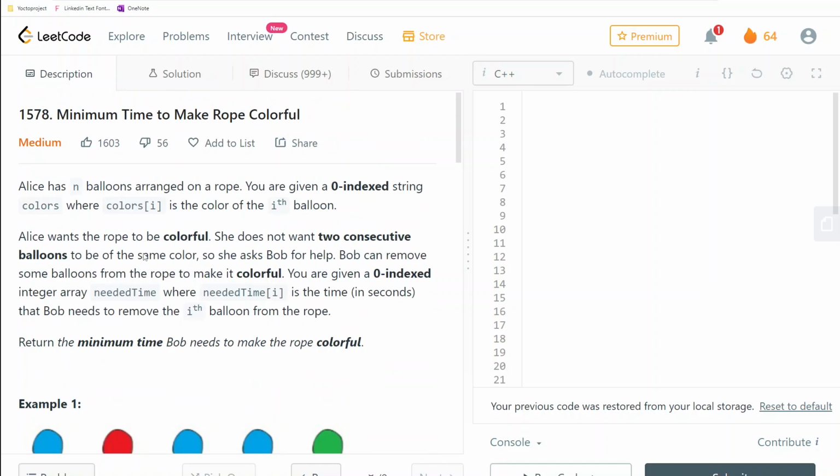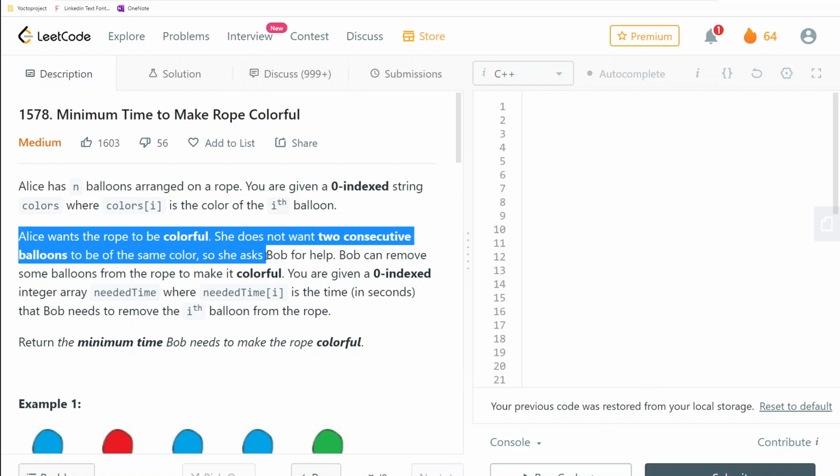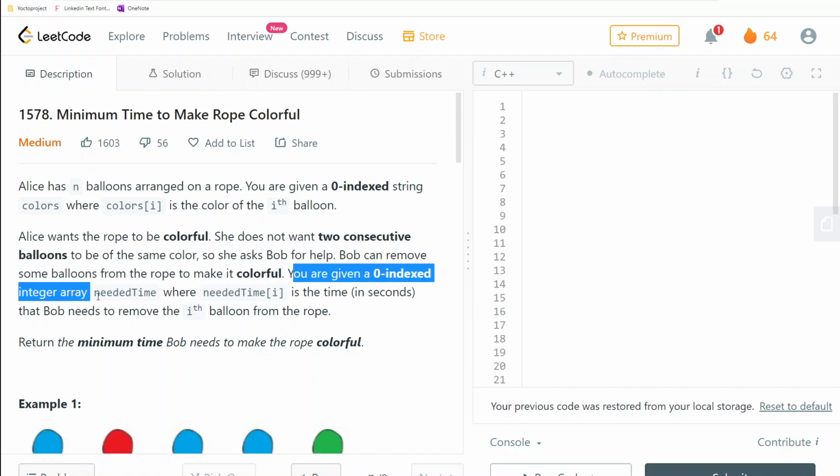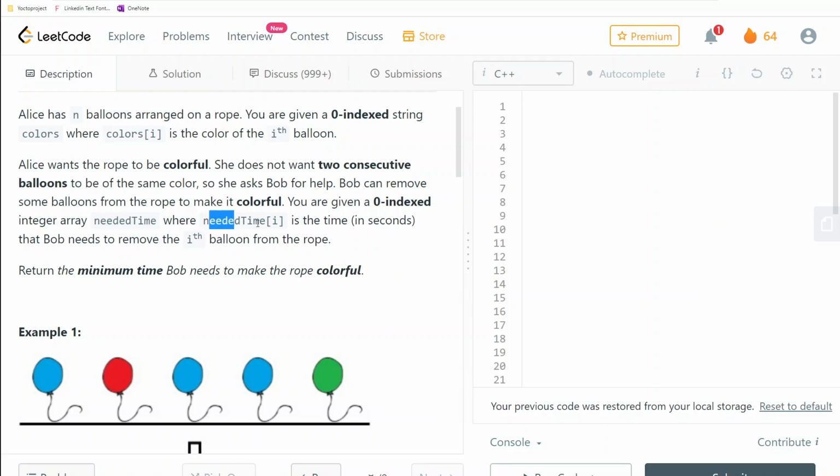The next thing is that Alice wants the rope to be colorful. She does not want two consecutive balloons to be of the same color. So she asks Bob for help and Bob can remove some balloons from the rope to make it colorful. You are given a zero-indexed integer array neededTime, where neededTime[i] is the time in seconds that Bob needs to remove the ith balloon from the rope.